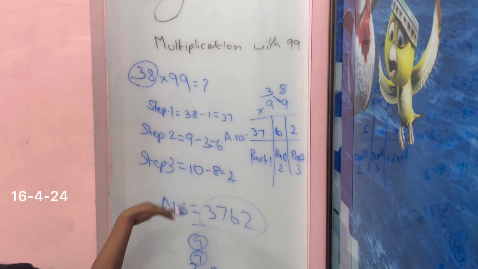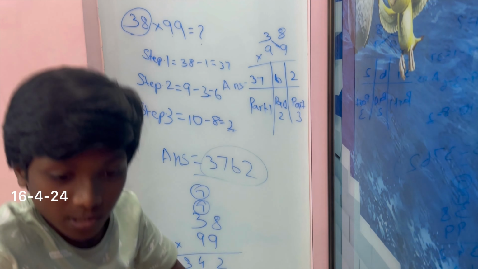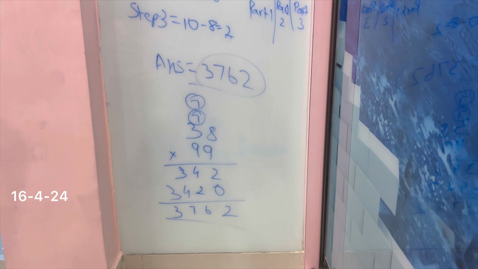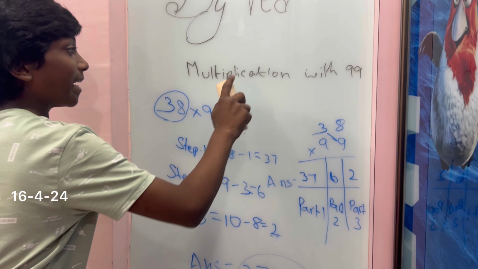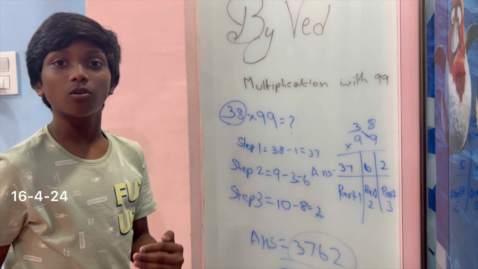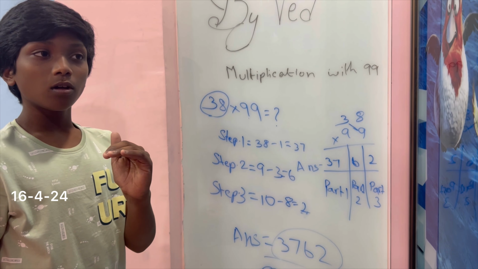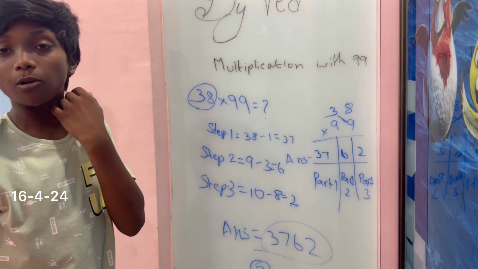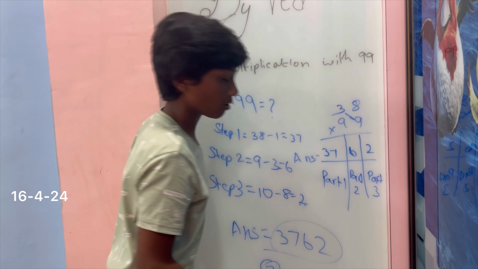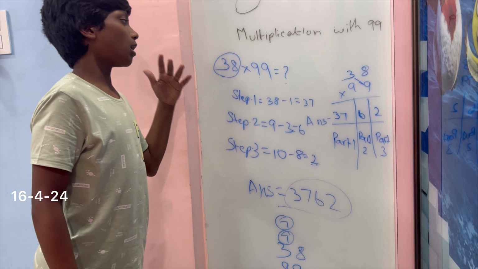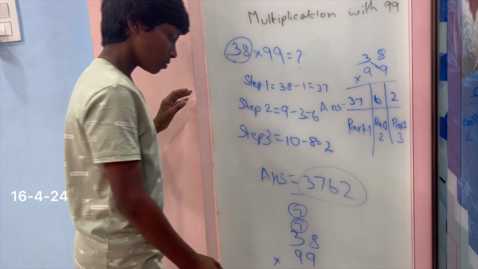So you can use these three simple steps from Vedic maths to do any multiplication problem with 99, and this is only applicable for some numbers, two digit numbers, and that too some non-zero numbers and some zero numbers. Does numbers continue with zero? You can't do these steps for some numbers.